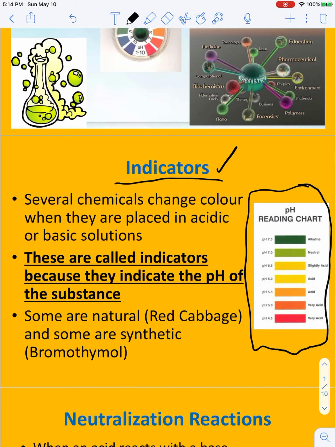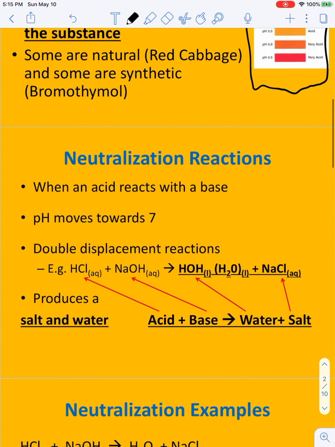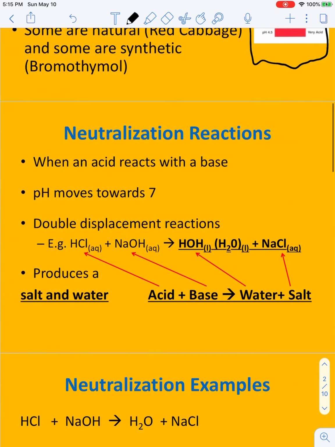So again, indicators are something we use in lab. Good to know they exist. Unfortunately, we're not going to be able to actually utilize any. So we are looking at today at neutralization reactions.